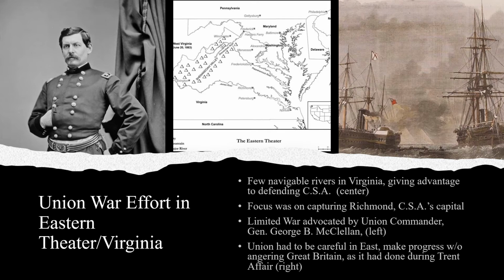Lincoln and the Union High Command, now overseen by General George B. McClellan, focused on capturing Richmond, the Confederate capital. Capturing Richmond, they believed, would demoralize the rebellious Southern population, leading the Confederate government to sue for peace. Capturing the Confederate capital would also dissuade Britain and France from throwing their support behind the Confederacy.